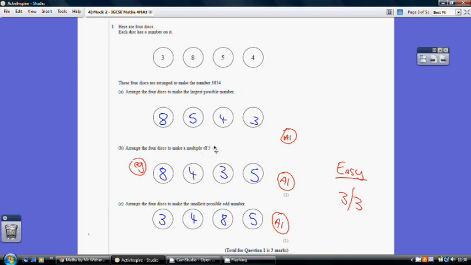So as it's a multiple of 5, you need to have a 0 or a 5 on the end. And we don't have a 0, so we're going to have a 5 to the right hand side. The other 3 can be any order that you want, but you must have a 5 on the end.